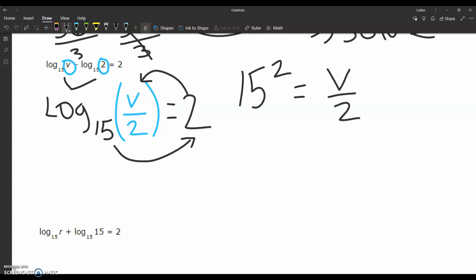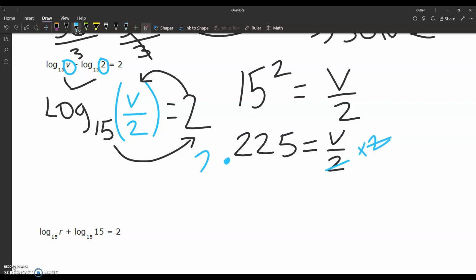And then, let me figure out what 15 squared is really quick on my calculator, because I don't know what that is. If you do that, you should get 225, equals v over 2. And reminder, if you want to solve this equation and get rid of the 2 in the denominator, you've got to multiply both sides by 2. So multiply this side by 2 and those cancel. Multiply the left side of my equation by 2, and let me see what 225 times 2 is. That is 450. So for this problem, you get 450 for v.